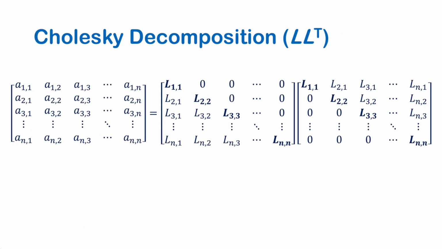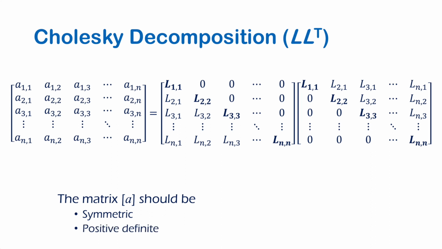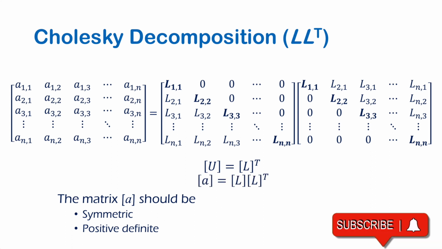Cholesky decomposition, or as more known, Cholesky factorization, is applied to matrices with special conditions. First, the matrix should be symmetric. Second, it should be positive definite. The condition of symmetry makes the computation of the lower triangular matrix enough for factorization, because the upper matrix is simply the transpose of the lower matrix. Consequently, the components of the matrix A will be L multiplied by L^T, or L transpose.